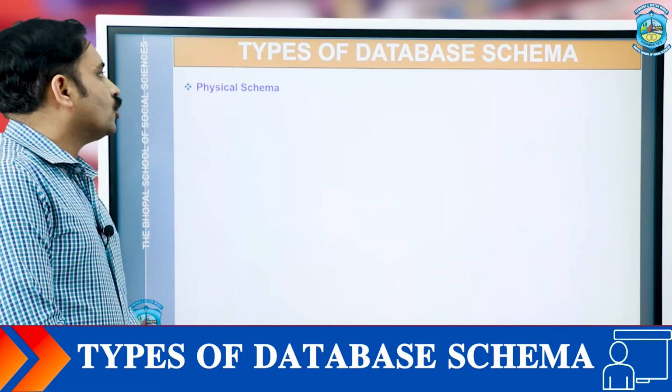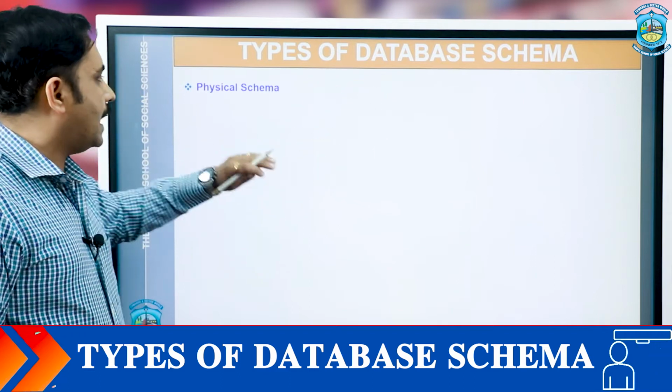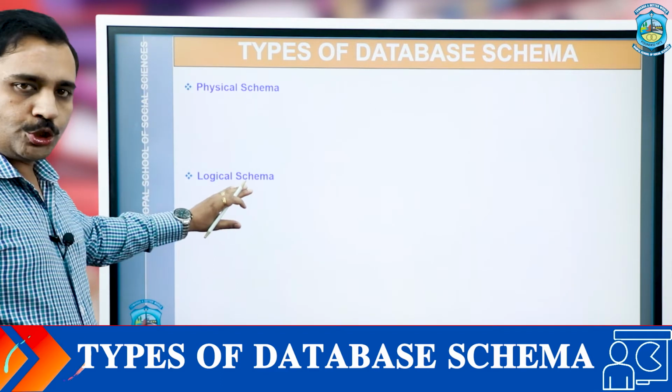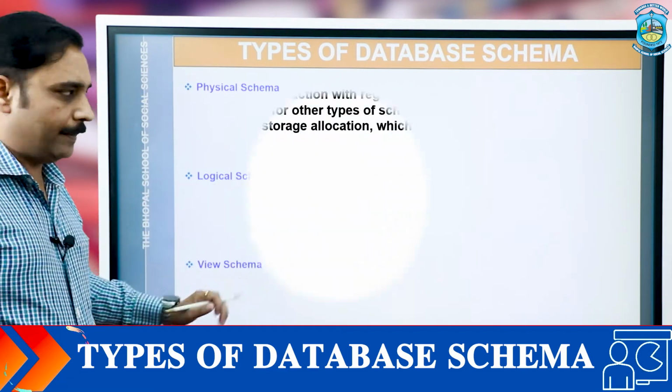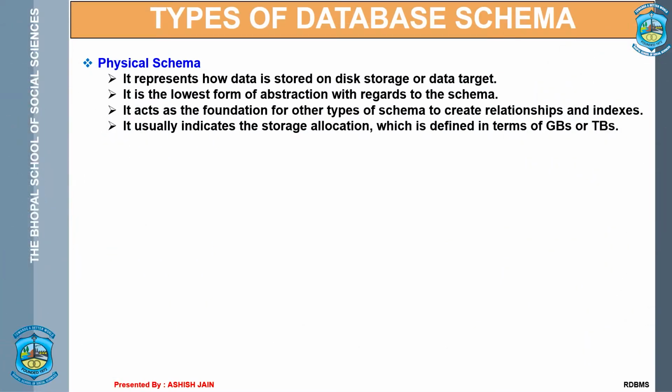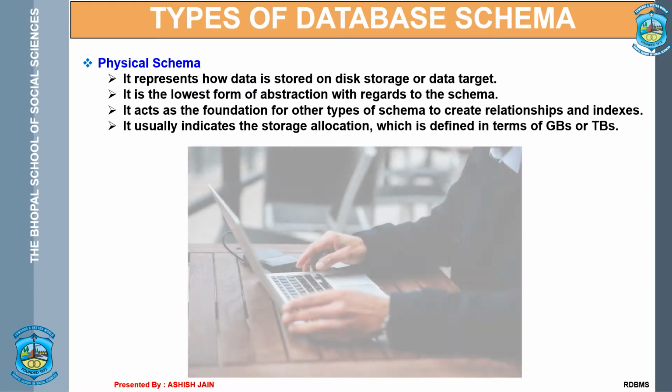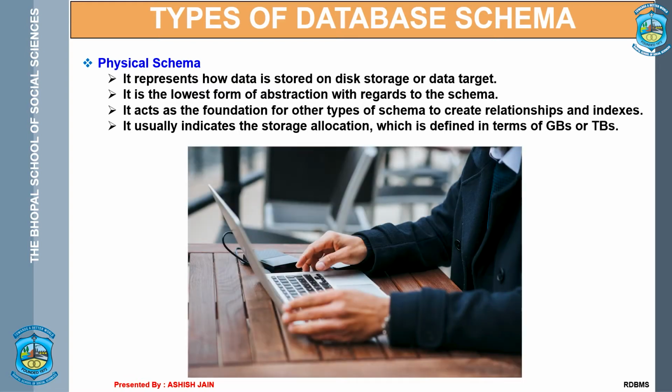Now we will see various types of database schema we have. So we basically classify database schema as physical schema, then we have logical schema, and we have the view schema. At the physical schema, the main characteristics of physical schema are, it represents how the data is stored on the disk because as the name suggests, this is a physical schema, so it is somewhat related to the physical storage of the data which is in the form of disks.